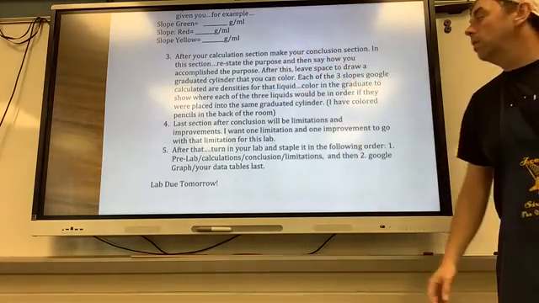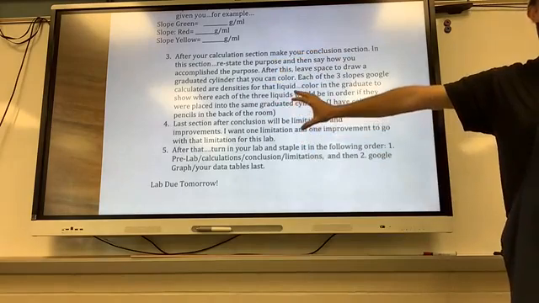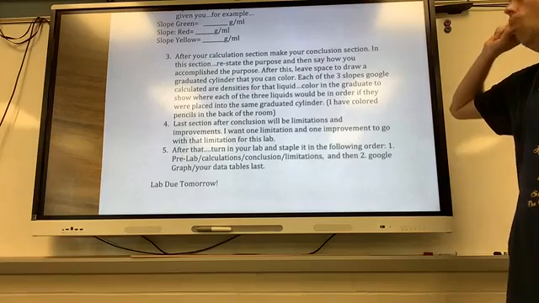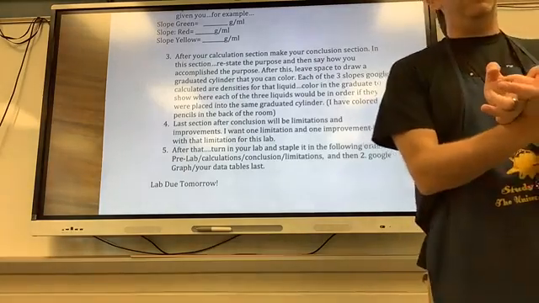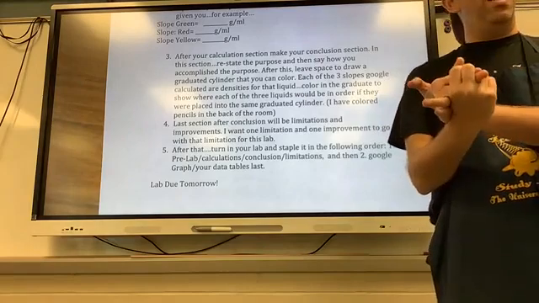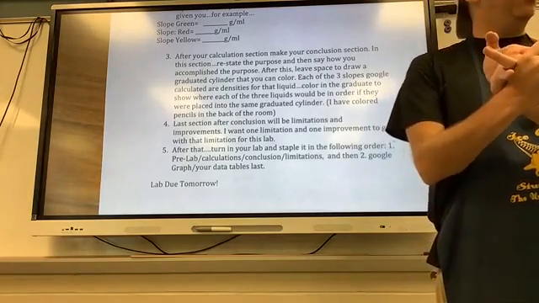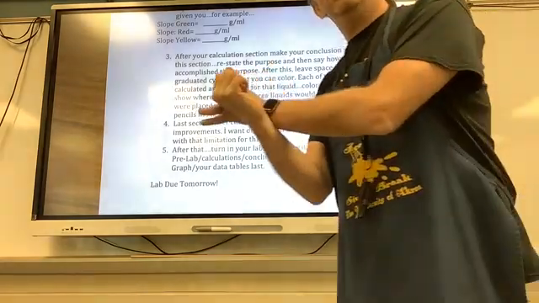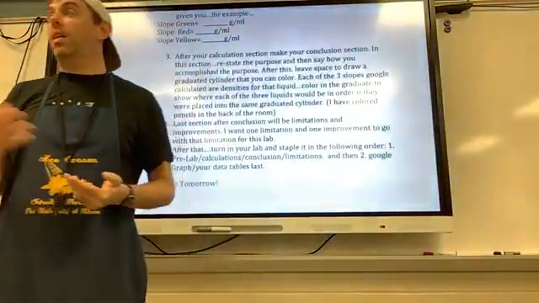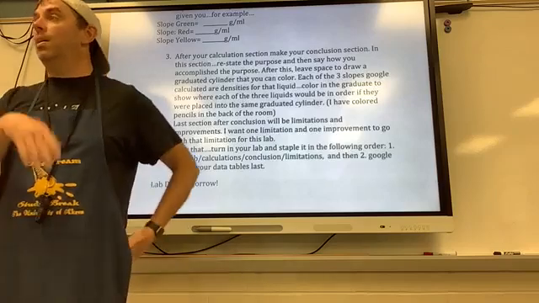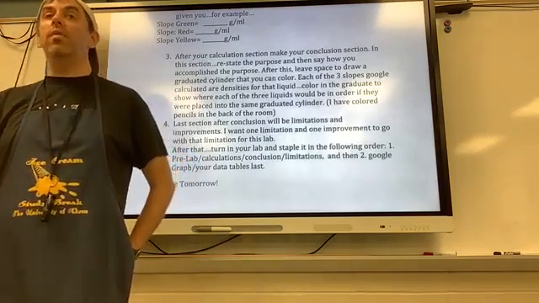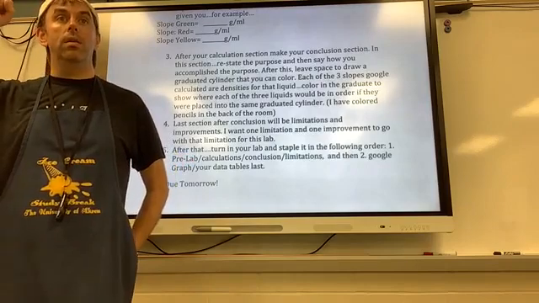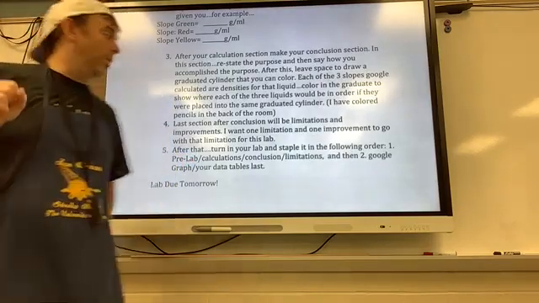The last section after conclusion is once again your limitations and improvements. I want one limitation, I'm not going to tell you this time, and one way to improve that. So something about this lab that would have affected either the mass or the volume of the liquid, and how could that be improved? Something probably about the liquids or the materials that we used. What would change the mass or the volume of your liquid based on what we did over there? That's up for you guys to figure out on your own.